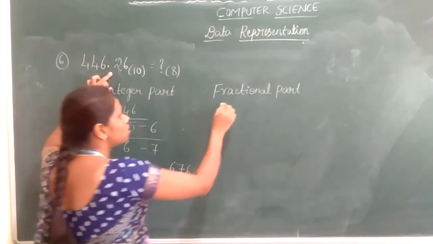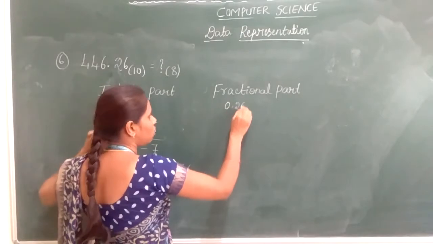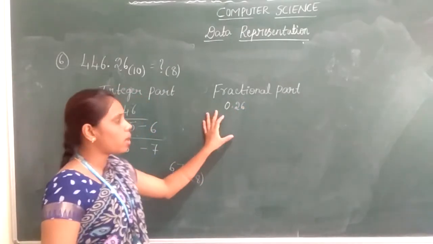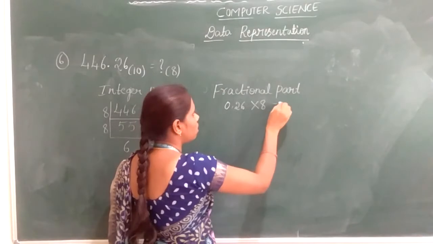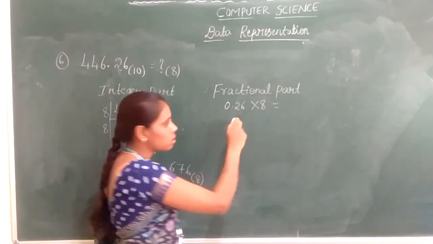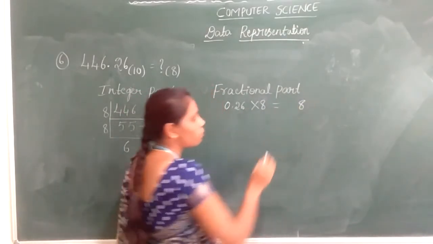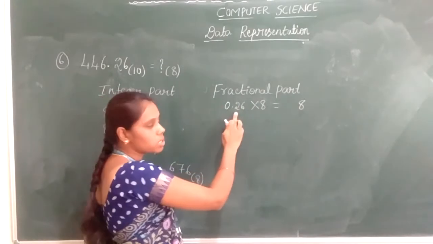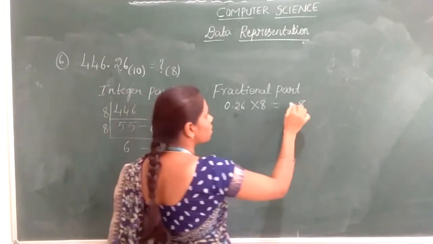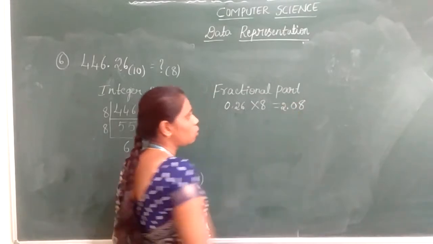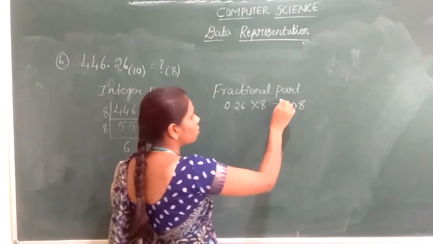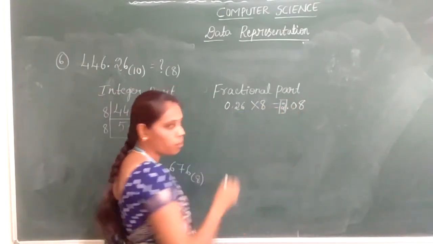The fractional part is 0.26. The fractional part should be multiplied by 8. Now 8 6s are 48, 4 carry. 8 2s are 16. 16 plus 4 is 20. So 2 carry, that is 2.08. So note down the integer part.